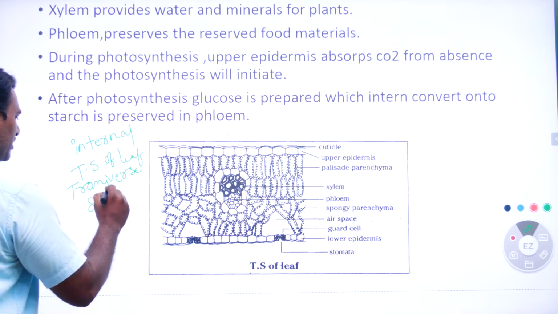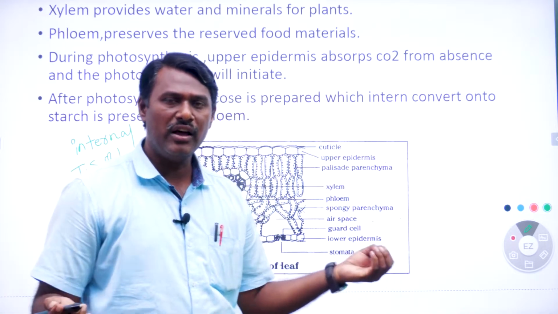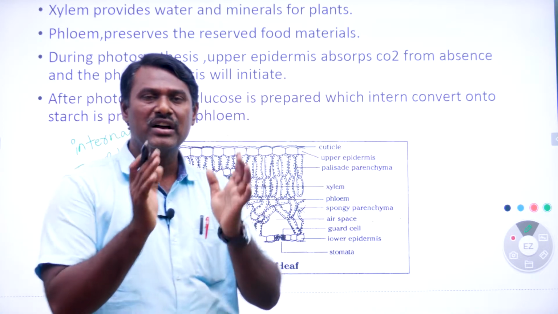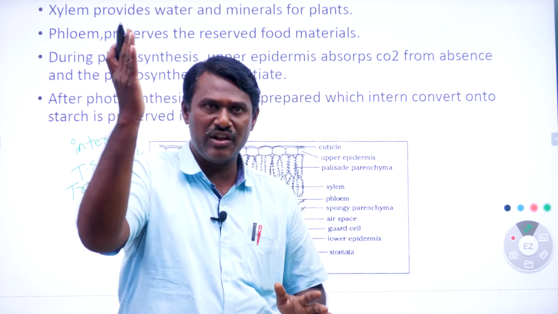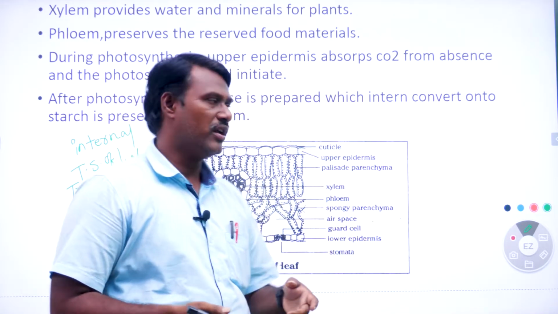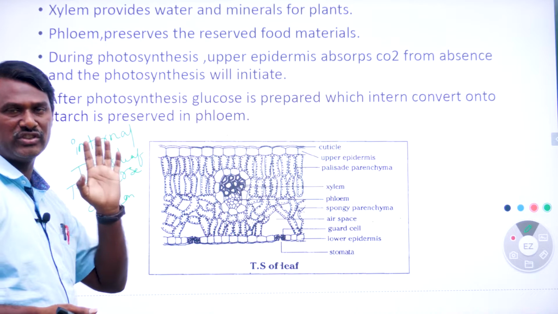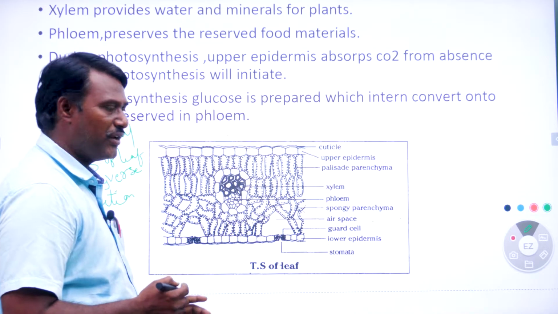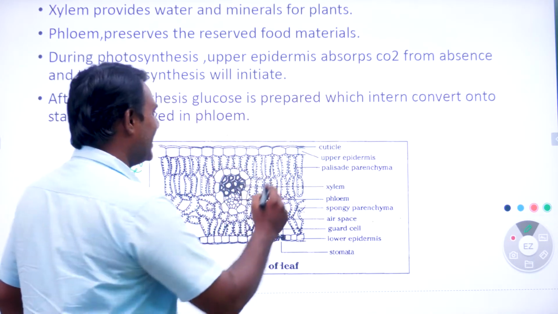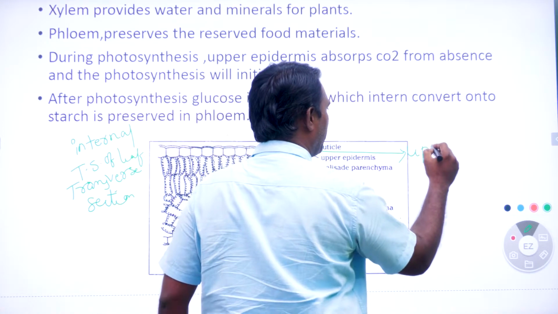Just now we have seen the LS of the leaf, that is, longitudinal section. Here, TS of the leaf or internal structure of the leaf, I can say either. TS means transverse section: if we cut the leaf horizontally, we can see the leaf, and that is called the TS of the leaf. This is very important for NEET as well as board examinations. When we observe the TS of the leaf, it consists of two cell layers. This is called the upper epidermis.